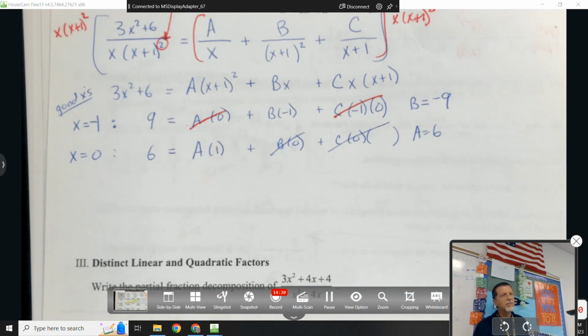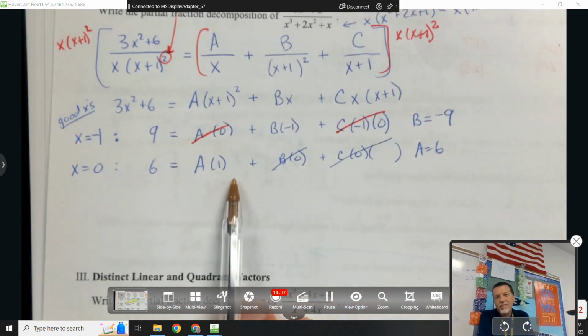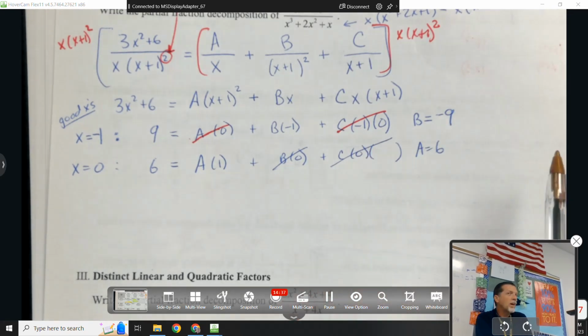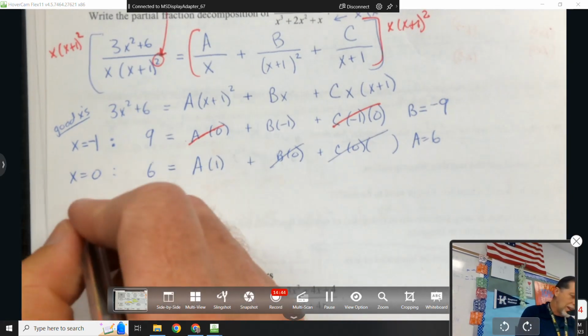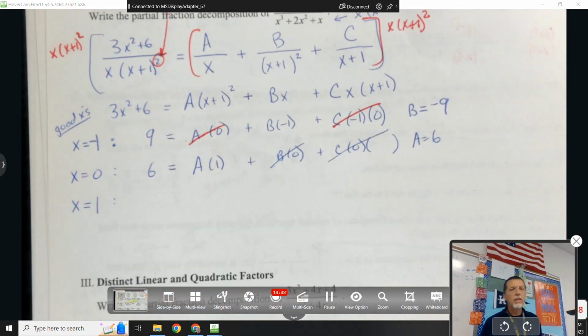I need to figure out what c is, but I'm out of good values of x. There's nothing else to make stuff go away. So at this point I have to just pick a value for x, and it's not going to make stuff go away, but I've got to have something. You can pick whatever you like, 17 or -43, but the math would probably be a whole lot easier if you pick something simple like 1. It doesn't have to be 1, but I think that would be the easiest thing to pick.